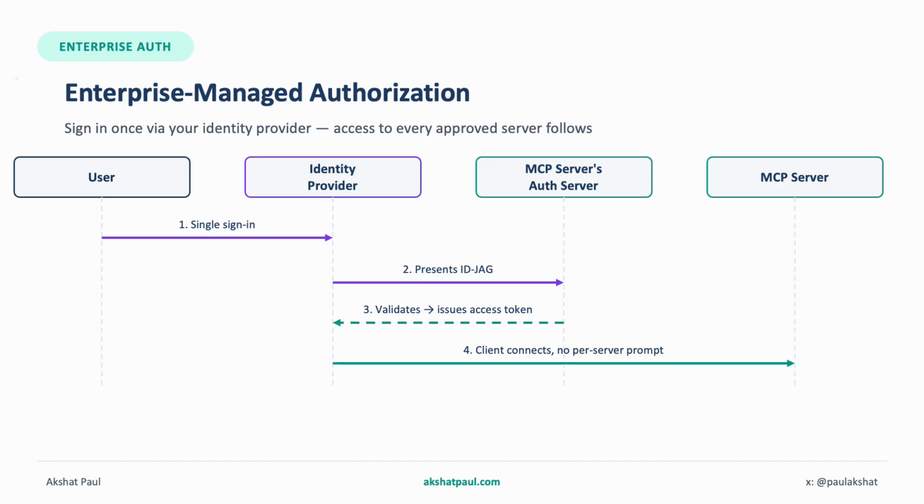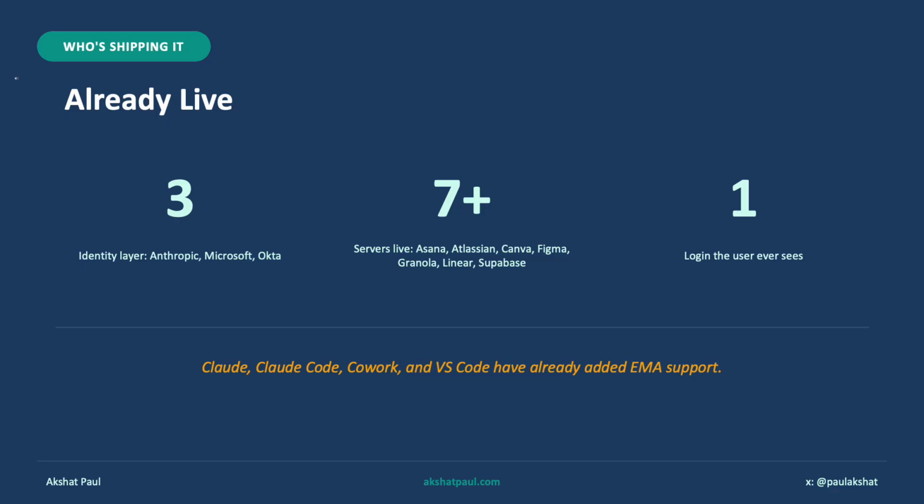Multiply that across every approved server in the organization, and you get what the MCP team calls a zero-touch flow. Sign in once, and you have access to everything your organization has already approved. No more onboarding friction, no more 20 individual consent prompts. This isn't a paper spec, it's already shipping.